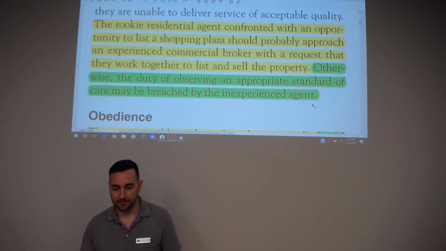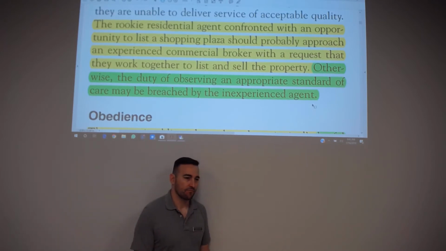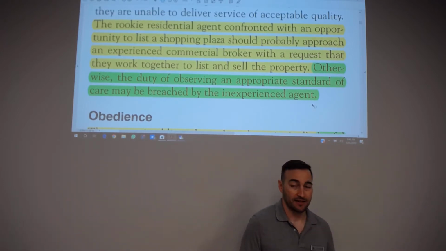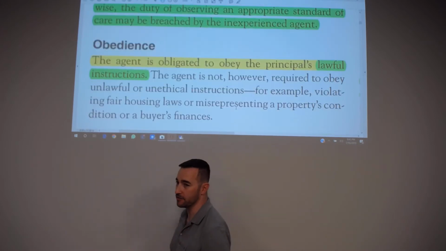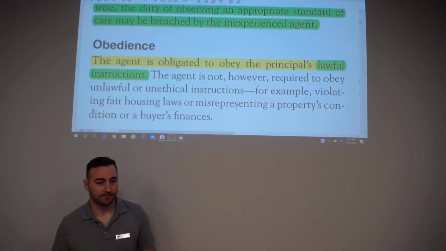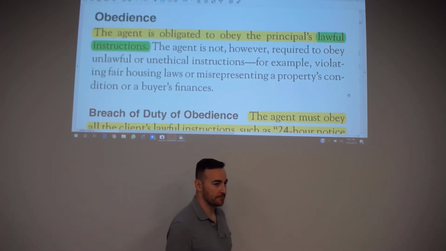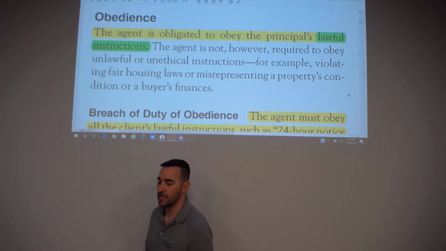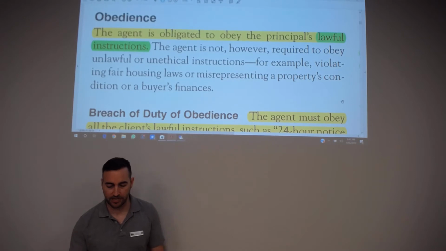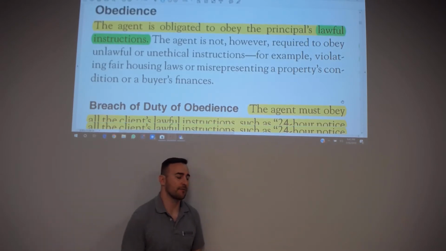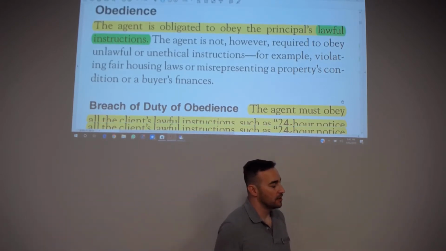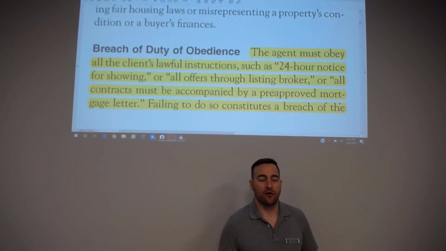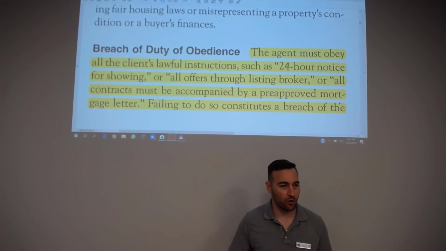Obedience. Now here's the thing. You have to obey your client's instructions. But do you have to obey all of them? No. Only lawful instructions. Now I'll give you a quick example, and you guys can just highlight as we go. It says right here, if I'm telling you 24-hour notice for showing, that means that if somebody calls you today, you're only showing tomorrow.